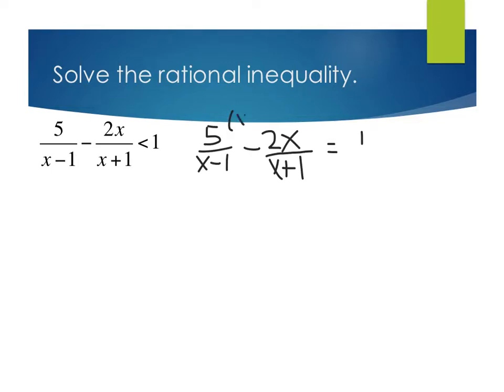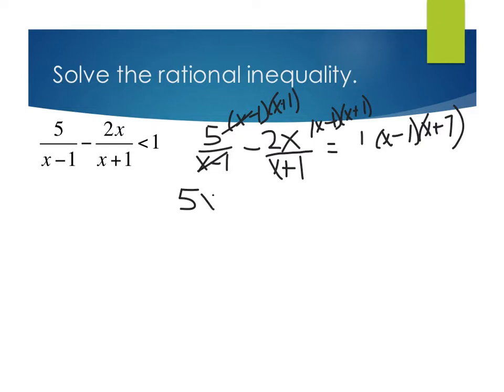So this would be x minus 1, x plus 1, x minus 1, x plus 1, and then at the bottom as well, x minus 1, or at the right side, x minus 1, x plus 1. Okay. So now our x minus 1's cancel, so we're left with 5x plus 5. When we distribute, now be careful here, our x plus 1's cancel.